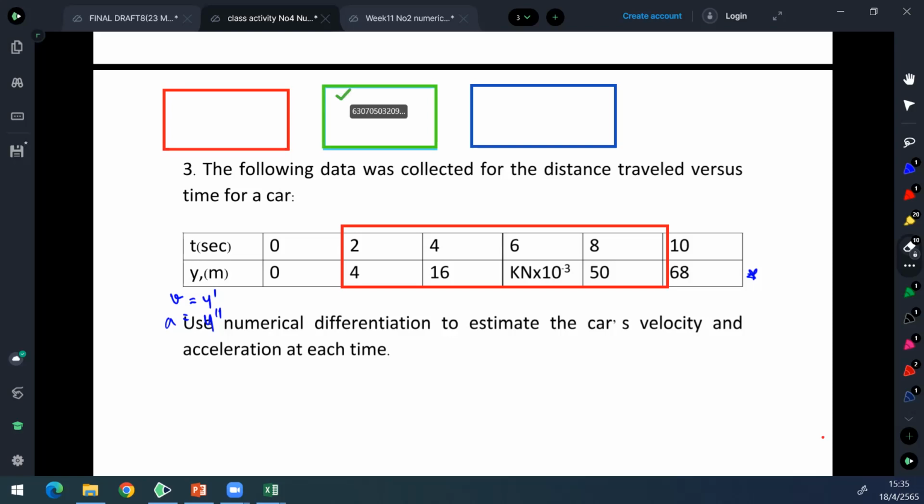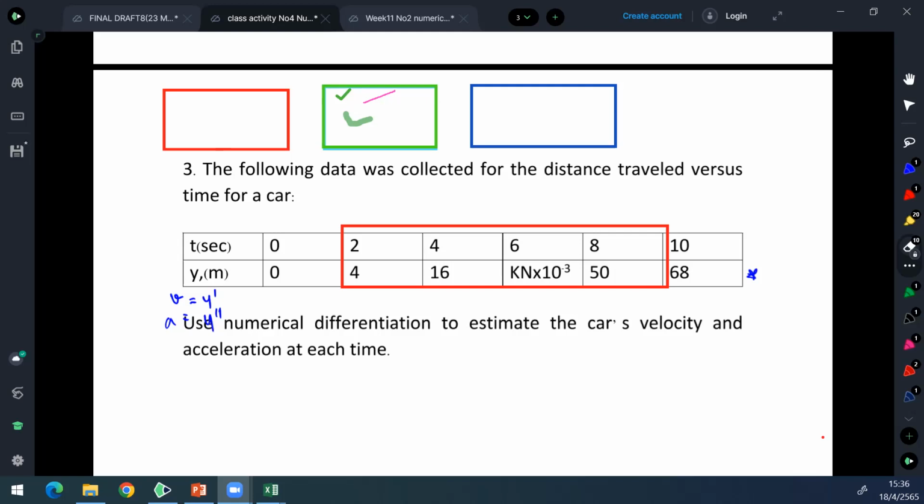Why no answer right now? You choose central, right? For 2 seconds, 4 seconds, 6 seconds, and 8 seconds, you choose central difference. Why do you choose central difference? Easier to calculate. Actually, all of them are easy, but for this case, you use central because of what, for 2, 4, 6, and 8?